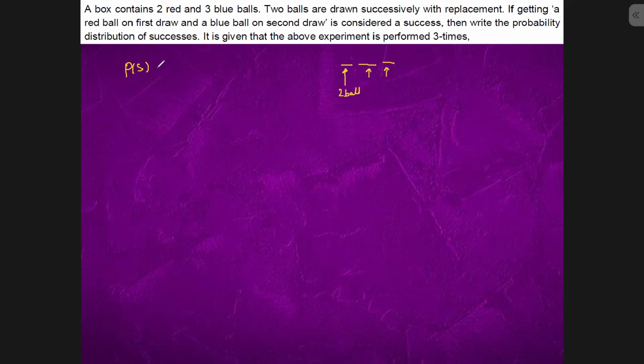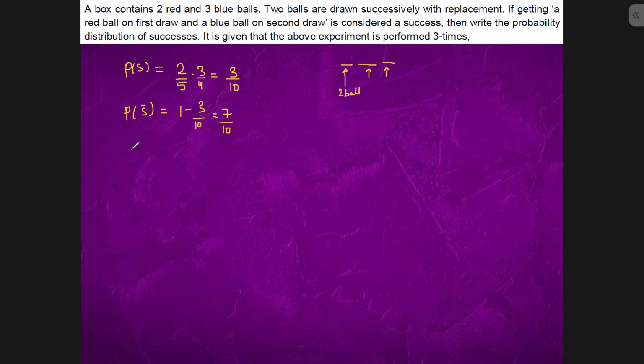So in the first attempt, if we want to have success, the first ball will come out to be 2 by 5 and the second ball will come out to be 3 by 4. So which is what? 3 by 10. So if we do not have success, it will be 1 minus 3 by 10, which is 7 by 10.